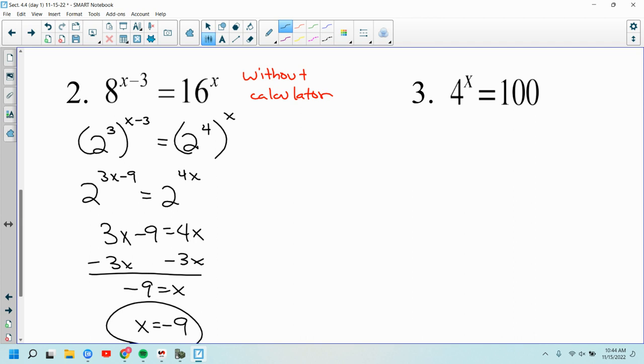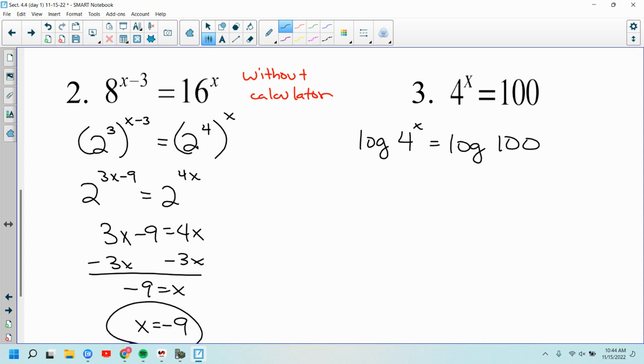you want to take the log of both sides. Now you can use common log or natural log. I usually use common log, which is just the regular log. So log of 4 to the x equals log of 100.